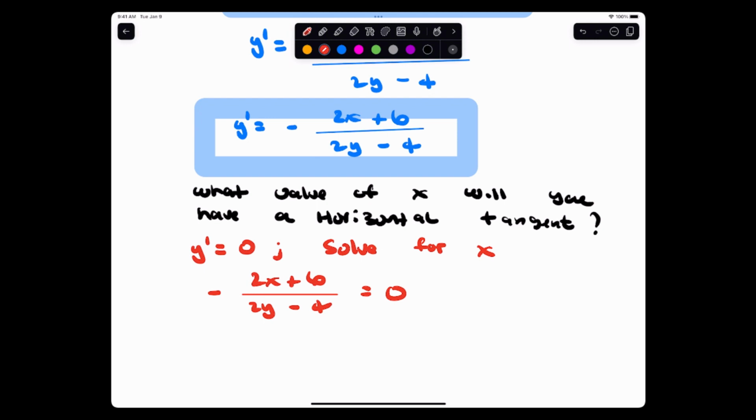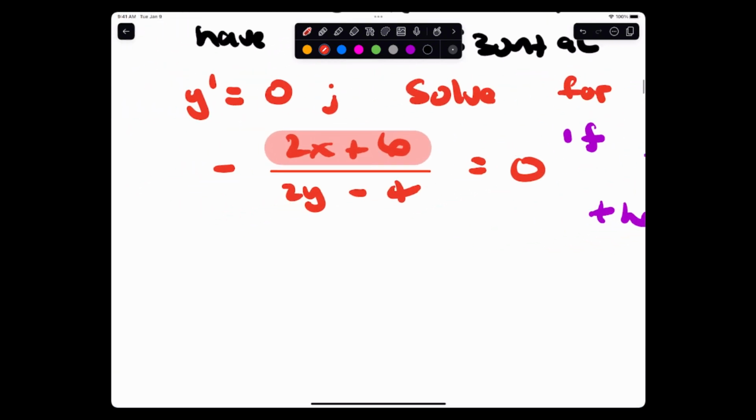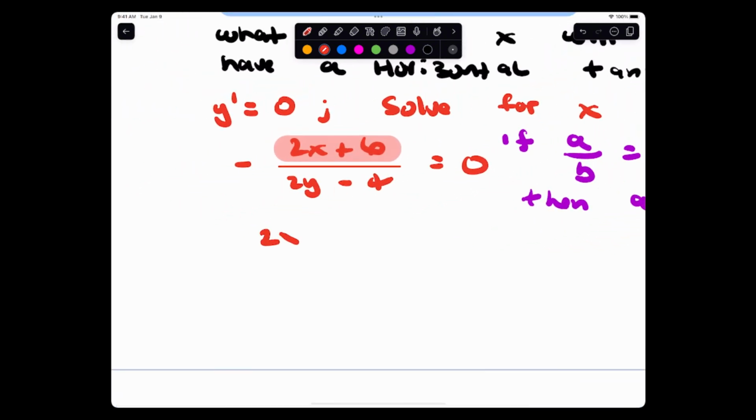Now, here's another thing I want to remind people of. You have to use some algebra. When is a fraction ever equal to 0? If you have a fraction equals 0, then what does that mean? That means your numerator has to be 0. Okay, you guys with me on that? So how does that help us here? Well, since I have a fraction equal to 0, my numerator is what? 2x plus 6. And now that is equal to 0.